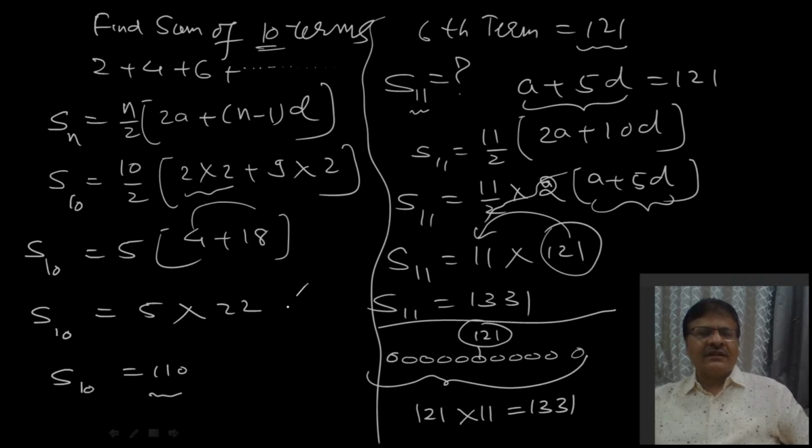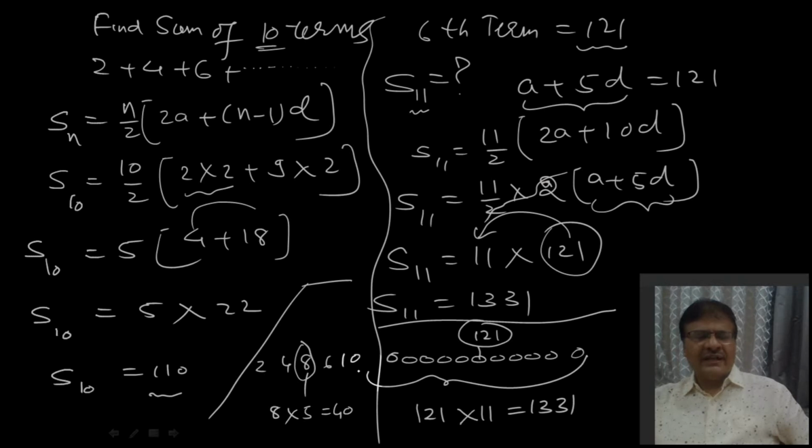You can check this funda by taking some numbers, suppose 2, 4, 8, 6 and 10. So these are 5 numbers and this is the middle number. So the sum of all these should be 8 multiplied by the number of terms, that is 40. So you can add, you will get 40 definitely. Is that clear? So this way we can solve the problems.